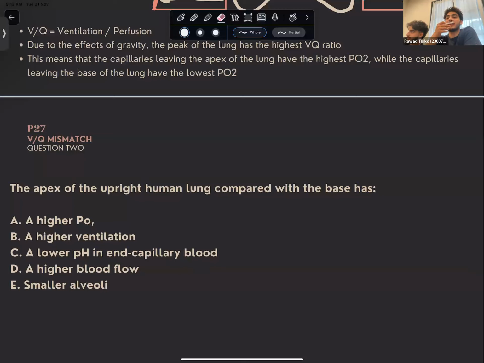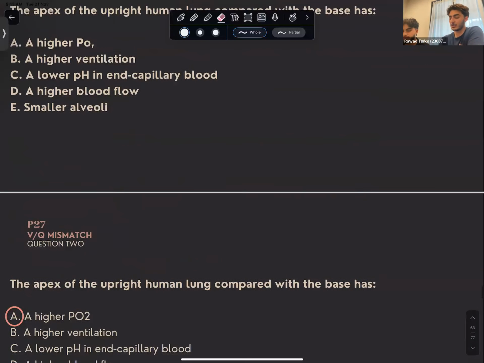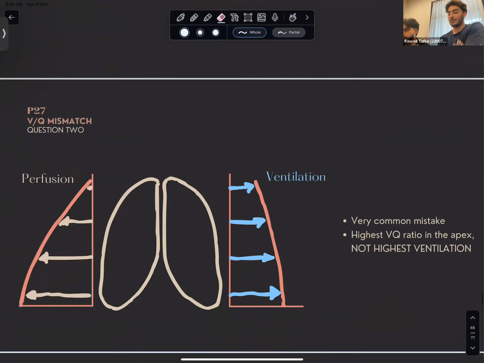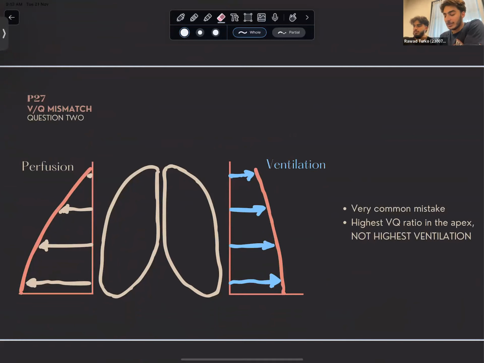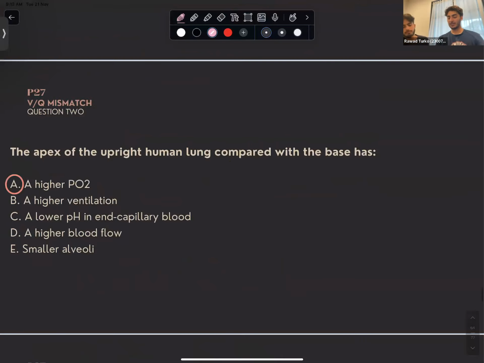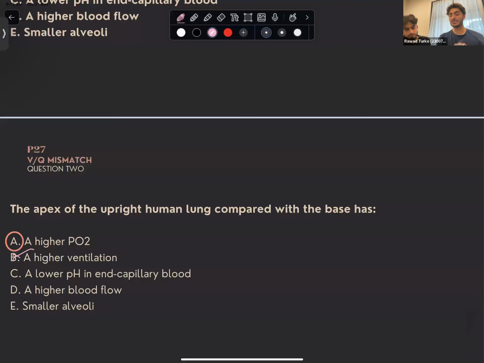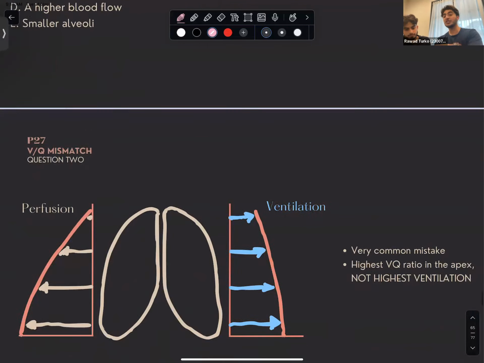Doesn't the fact that we have a higher PO2 in the apex also mean that we have the highest ventilation? Why isn't it B, compared to the base? Yeah, pretty much, yes. So again, I'm going to use the same diagram. You notice here that we actually don't have higher ventilation in the apex when compared to the base. We have higher in the base, but the ratio is higher. So this is wrong because it's actually higher ventilation in the base, but the ratio is higher.